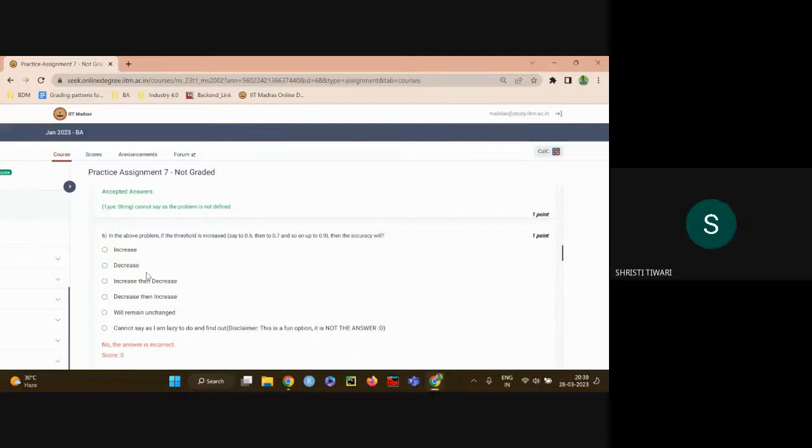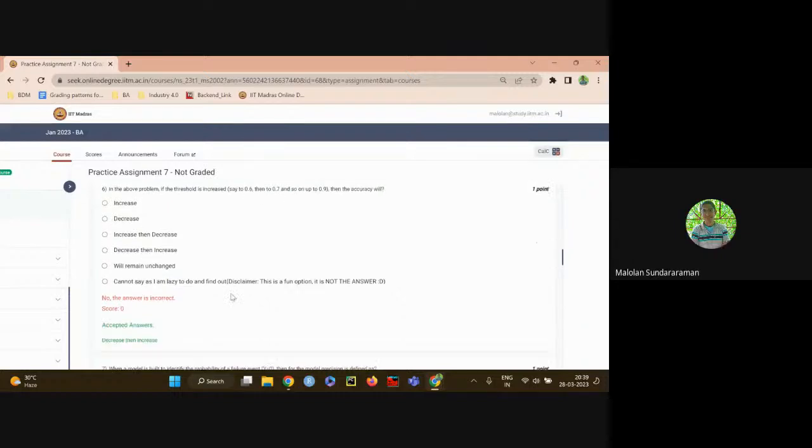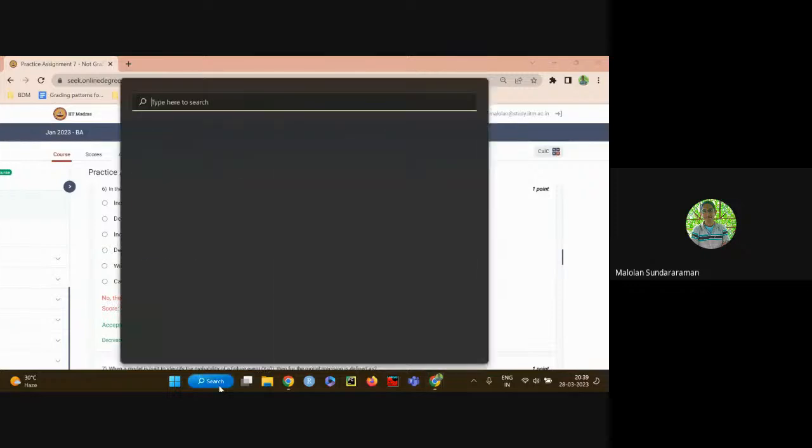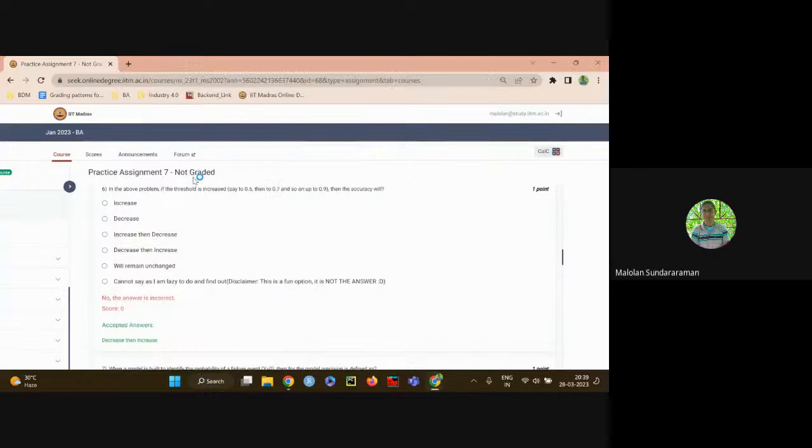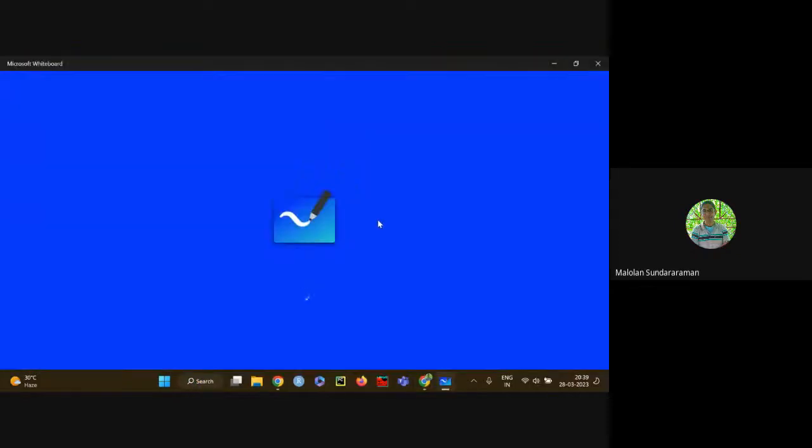So, sir, why is it increase then decrease? Why not just decrease? No, decrease then increase is also an option here. So the answer is decrease then increase. Okay, why is it so? Because originally, look, what is accuracy? Let me take up a whiteboard. Accuracy is true positives plus true negatives upon the total number of samples, N.